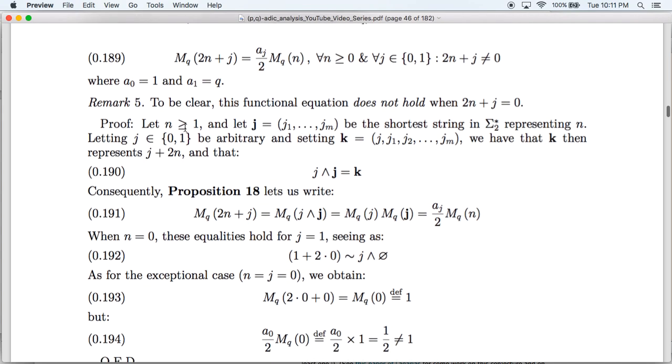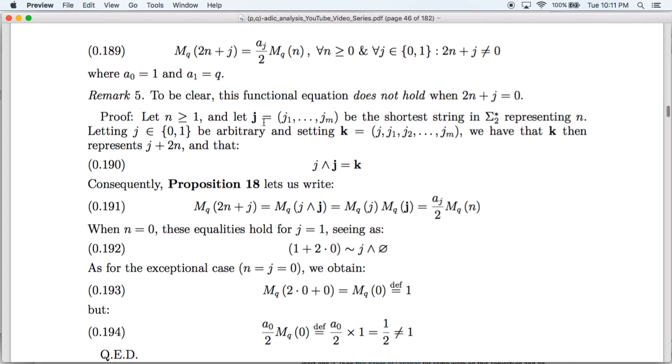And then so let n be greater than or equal to 1, and let bold j be the shortest string representing n. Then, picking another digit and concatenating it at the left, set bold k to be this. We then have that k represents j plus 2n, and that j wedge bold j is bold k.